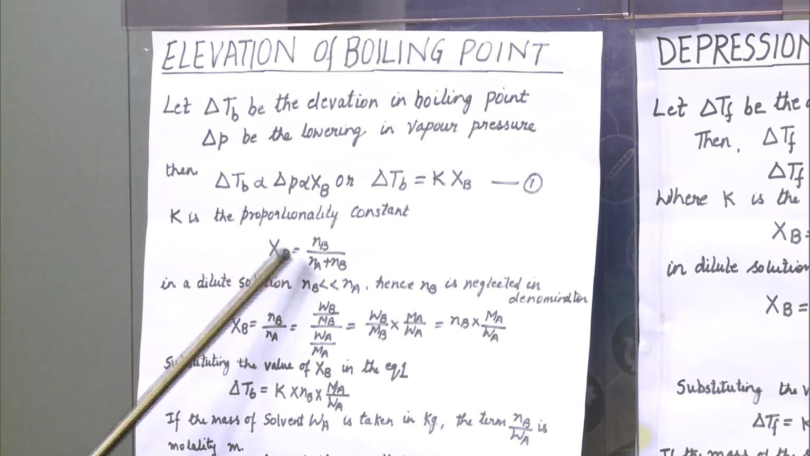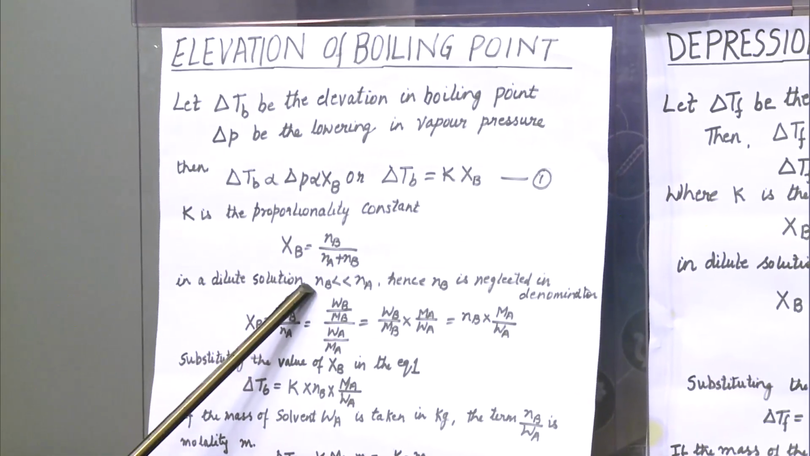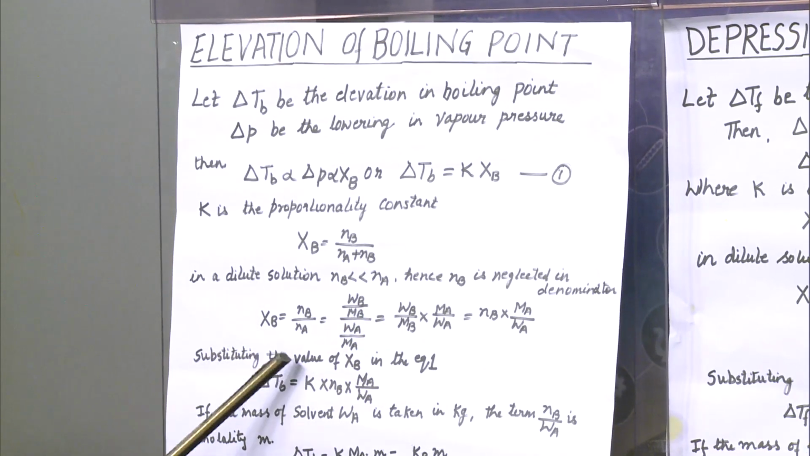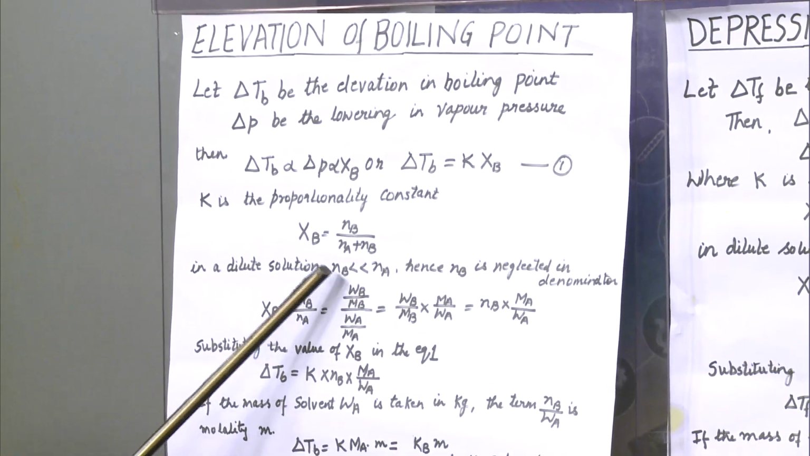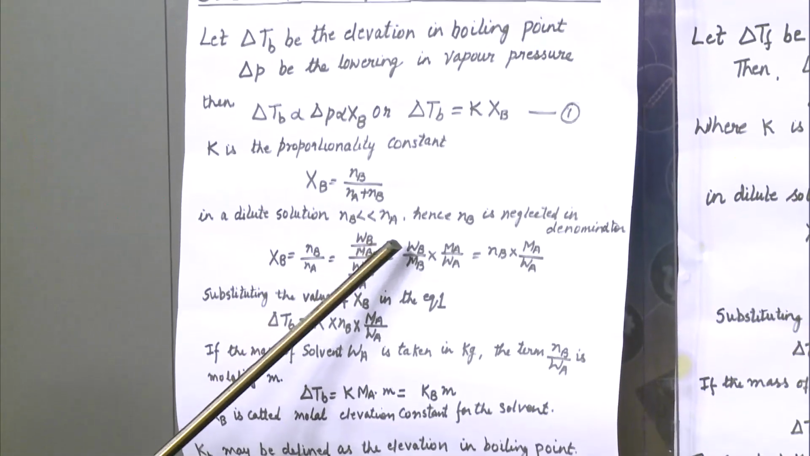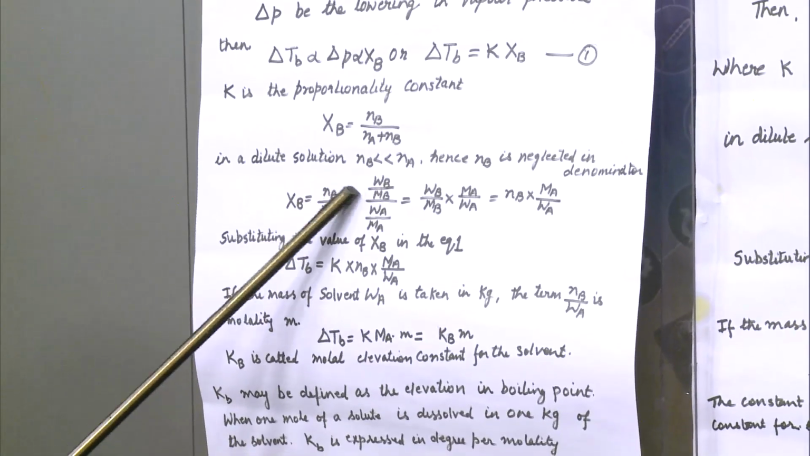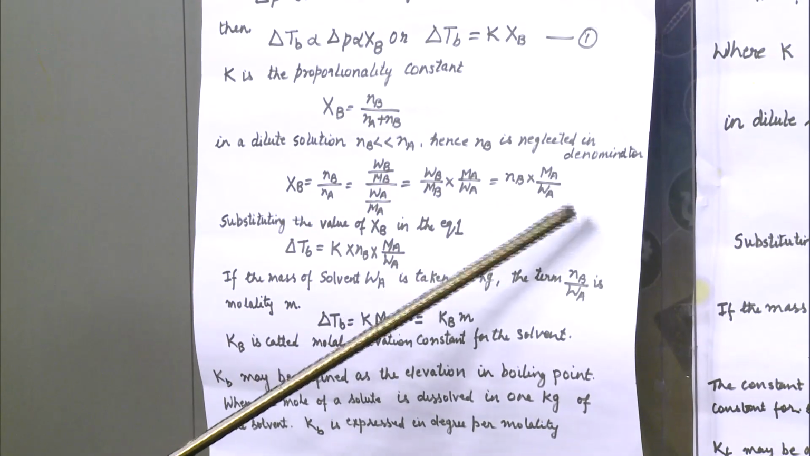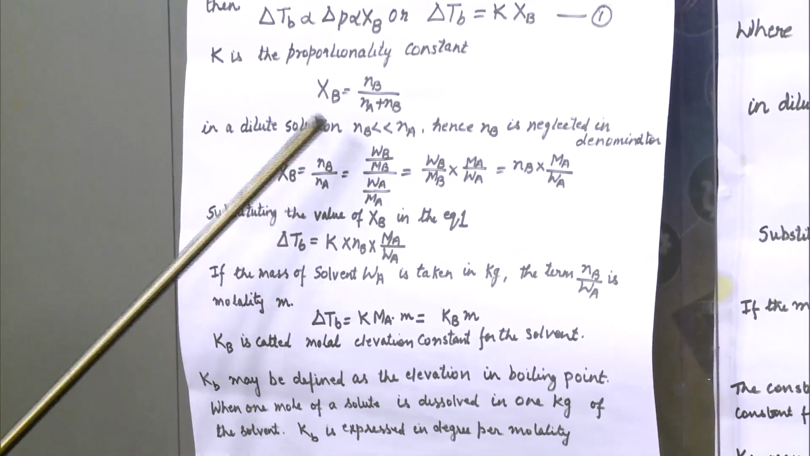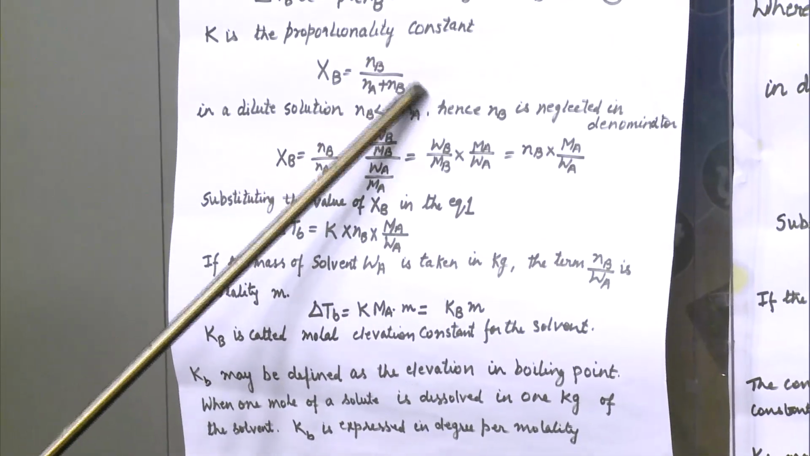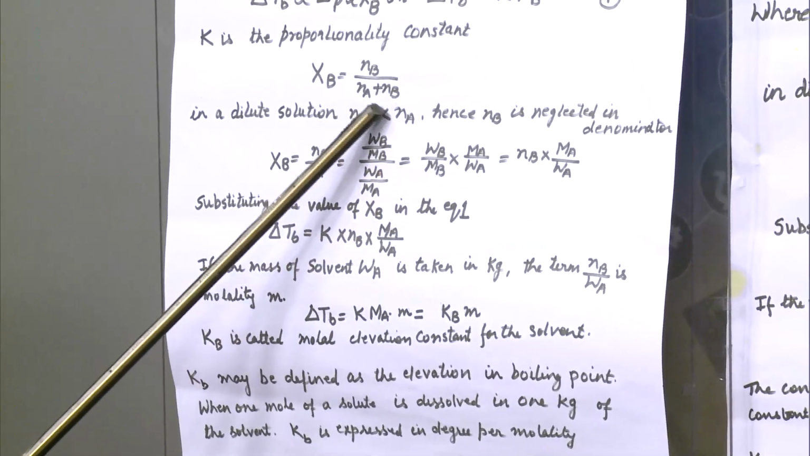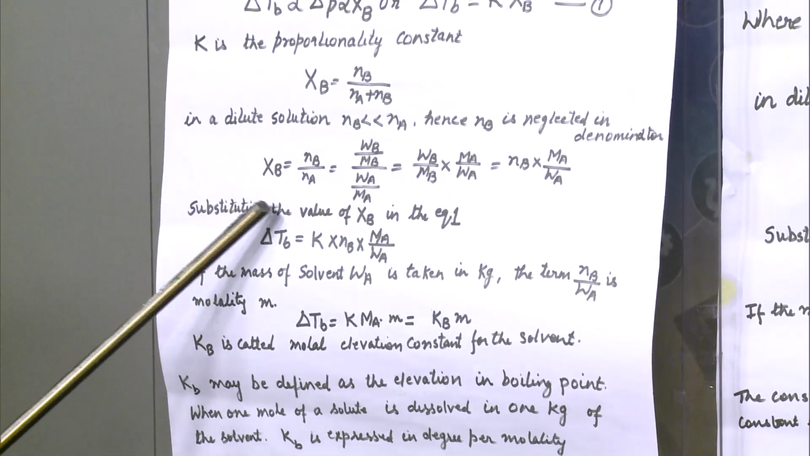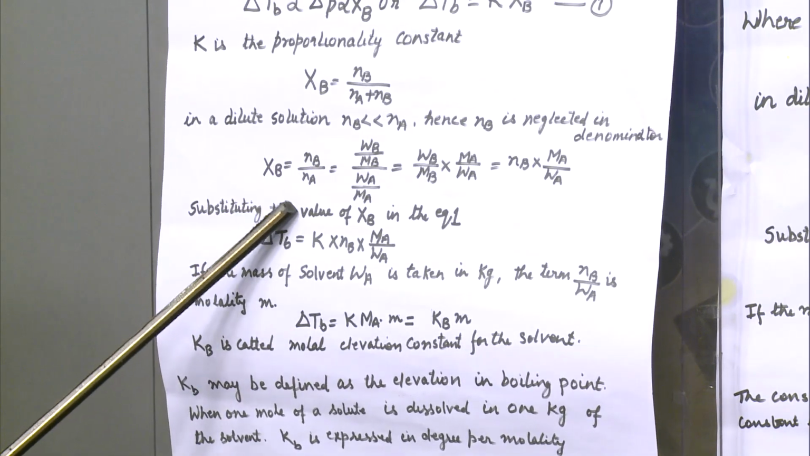So, Xb is equal to Nb upon Na plus Nb, that we have already done. So, in dilute solution, Nb is very less than Na. It means the quantity of solute is very less. Hence, Nb is negligible in the denominator. So, what we can do? Just remove this, because as this Nb is negligible, we can just neglect it in the denominator. So, we get Xb is equal to Nb upon Na.